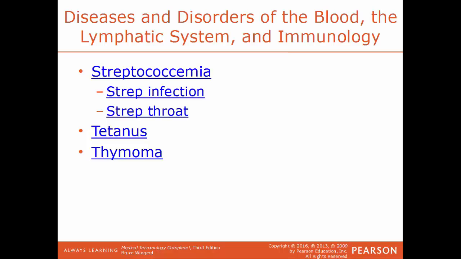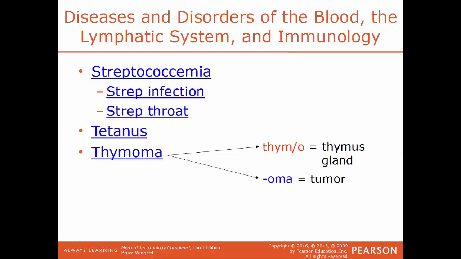And last term here, thymoma. This is a reference to a tumor on the thymus gland. And usually this is a benign tumor. It's not that common at all. This is usually associated with the disease myasthenia gravis. So if we were to break that word down, thymo versus thymus, and of course oma is a reference to a tumor, so a tumor of the thymus gland.